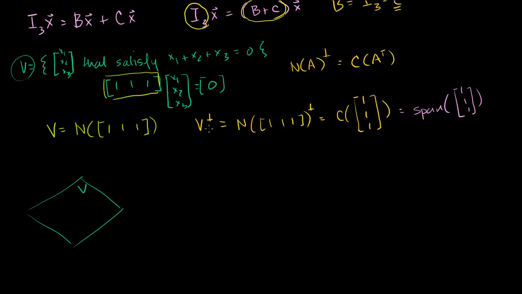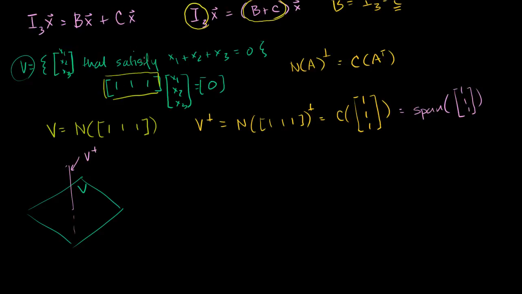And now we just figured out what V's orthogonal complement is. It's going to be a line in R3, right? It's going to be all of the linear combinations of this guy. So it's going to be some line in R3. I haven't drawn it. This is going to be tilted more, and so is this. But it's going to be some line. So this is the orthogonal complement of V.